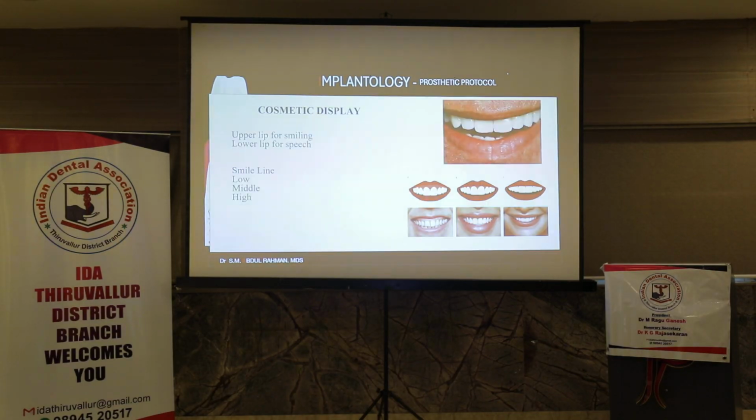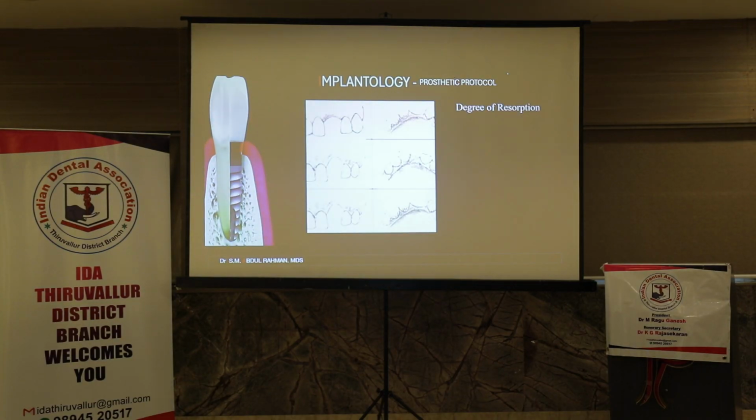Okay. So next one is cosmetic display. For a full mouth or complete denture case, what do we see in the jaw relation? We ask the patient to smile, ask the patient to speak, and see the lip line, the lip show. So one patient is coming to us with a high smile line. Can we give only a crown, or do we have to give a long crown? No, we can't. So for that we have to replace the prosthesis crown and gingiva.